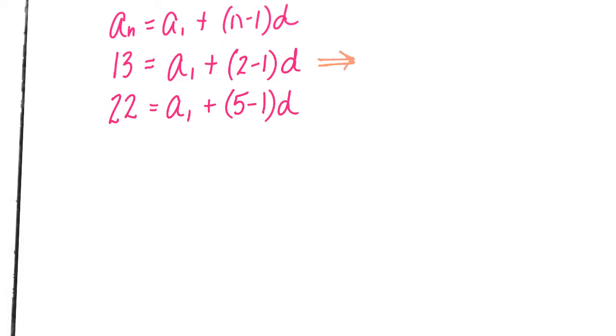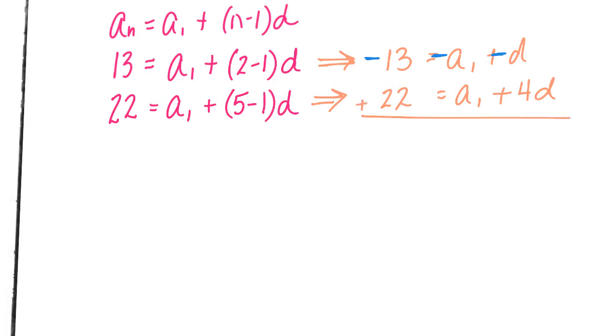So I set this up as a system of equations. You'll see 13 is equal to a sub 1 plus, well, 2 minus 1 is 1d. And then we have 22 is equal to a sub 1 plus, well, 5 minus 1 is 4d. I'll change all the signs on the first equation to make it subtract nicely and add down. Well, these totally cancel out. 4d minus d is 3d, and 22 minus 13 is 9. So notice that the common difference is 3.